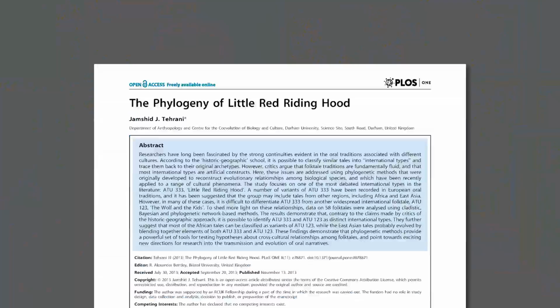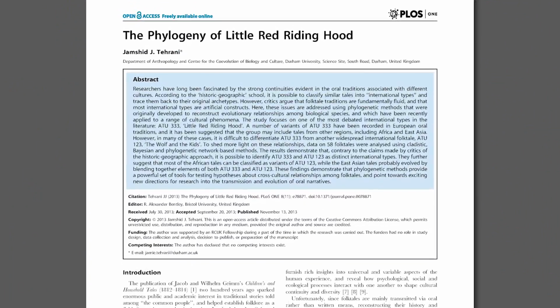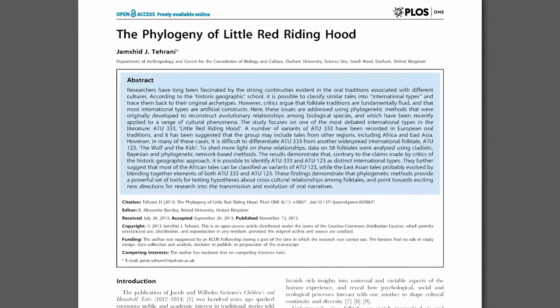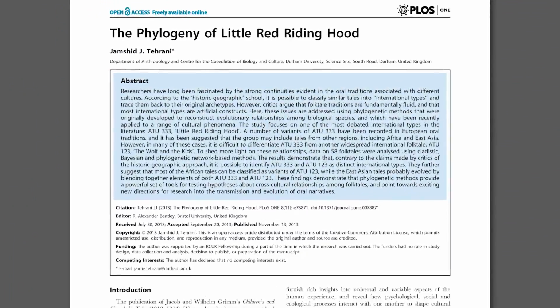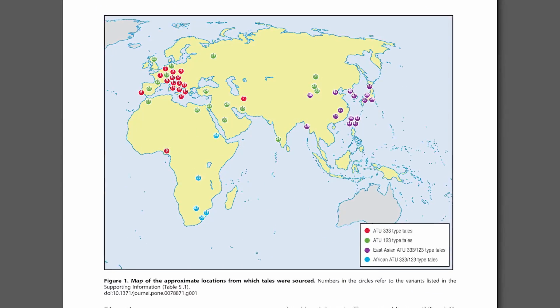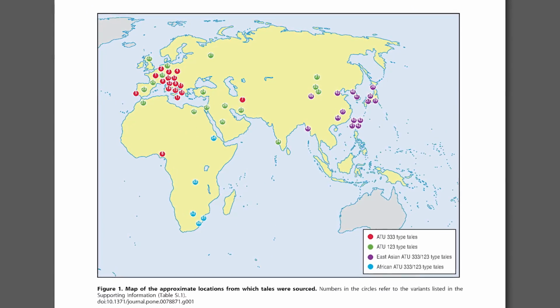Another nice example of use of phylogenetic techniques is a study by Jamie Tehrani, one of the co-authors on the Iranian textile study. He was looking at folklore. So he was looking at actually the Little Red Riding Hood story. So folklorists know that this Little Red Riding Hood story is widespread. So certainly throughout Europe and possibly similar stories in Africa and East Asia.